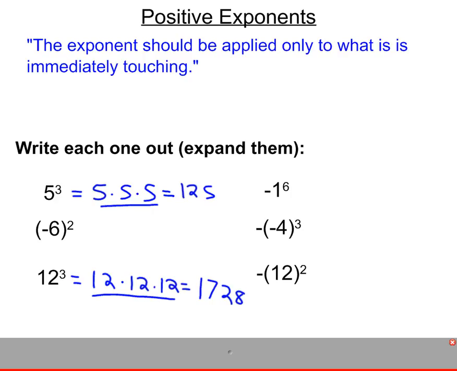Let's work with this one first, this negative 6 in parentheses to the 2nd power. What's unique about this is the exponent itself is not touching a number, it's touching a parenthesis. That means the base, or what you multiply by itself, is everything in the parentheses, which is a negative 6. So in this case, it's just a negative 6 times a negative 6. Because that is the base, the base is a negative 6, and we multiply that by itself, you get positive 36.